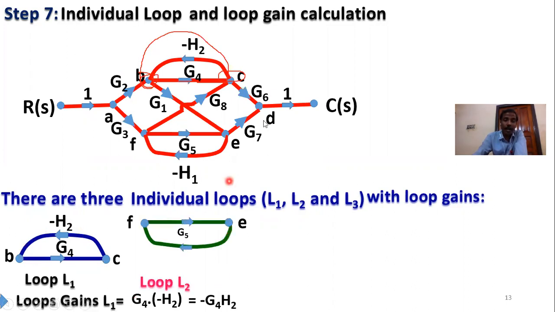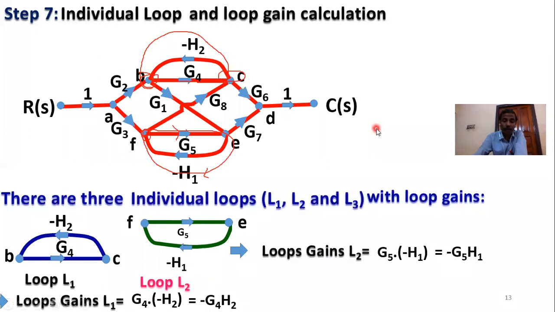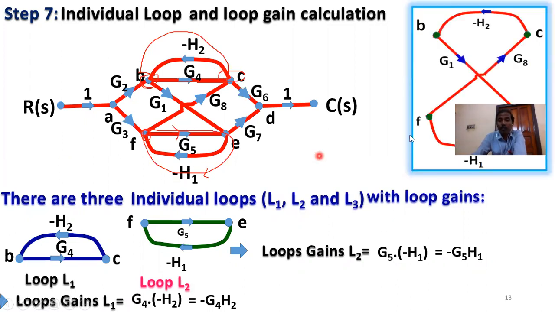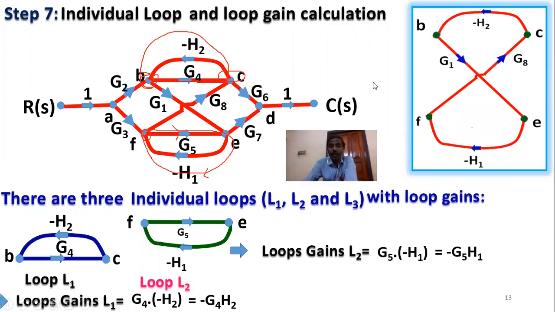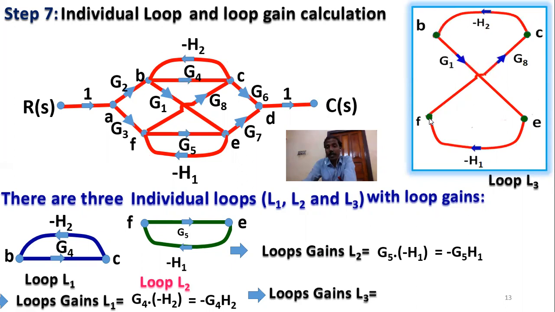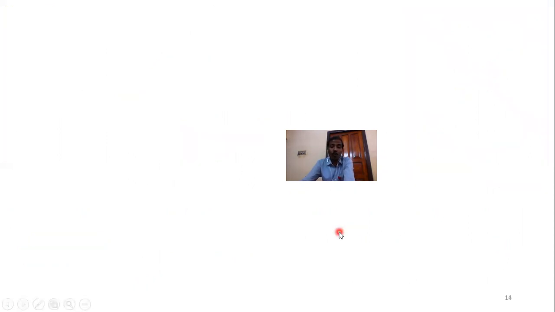Similarly, another loop. This is the starting point, from this point to this point again in the forward direction, and the loop gain equals minus G5 into H1. Another loop, L3, goes from B to E, E to F, F to C, C to B. This is point B, E, F, C, and again B. The loop gain equals G1 minus H1, G8 minus H2, so G1, H1, G8, H2. These are the individual loop gains: loop 1, loop 2, and loop 3.